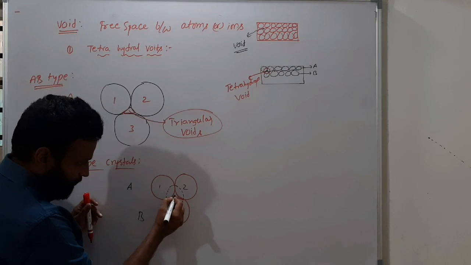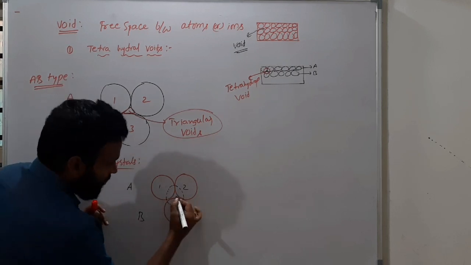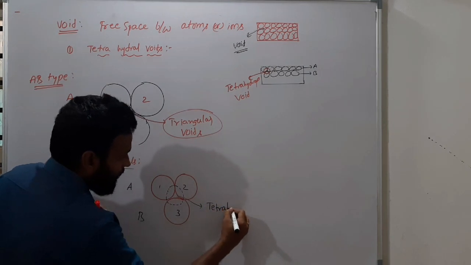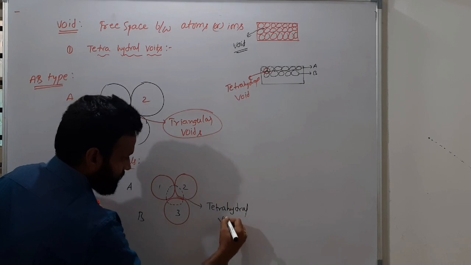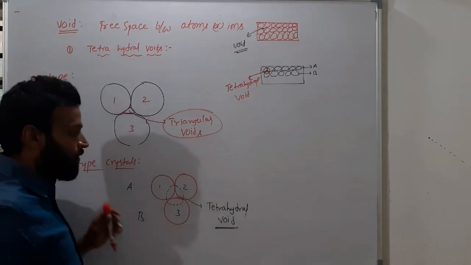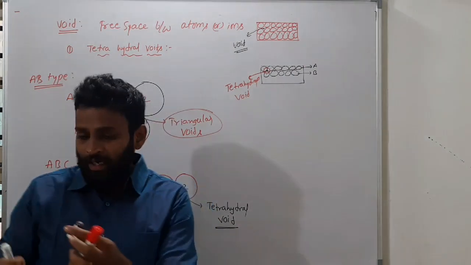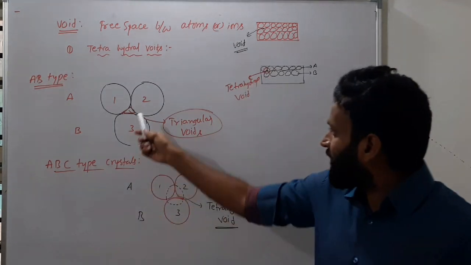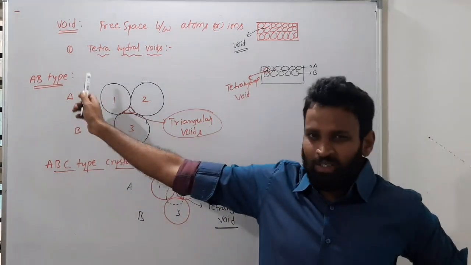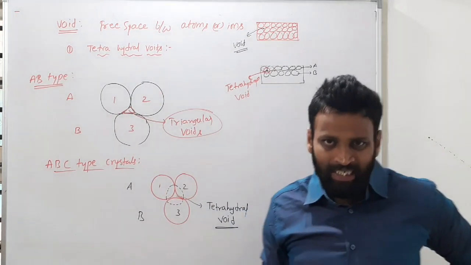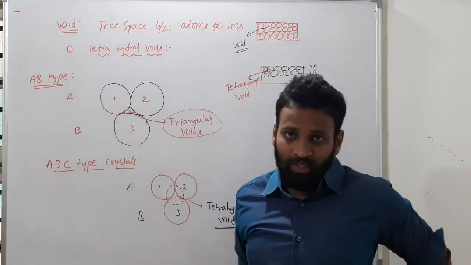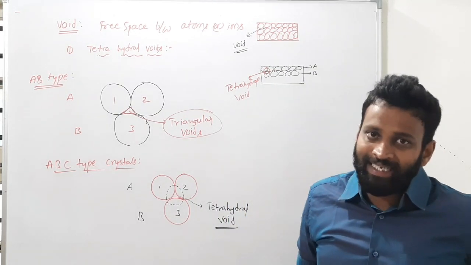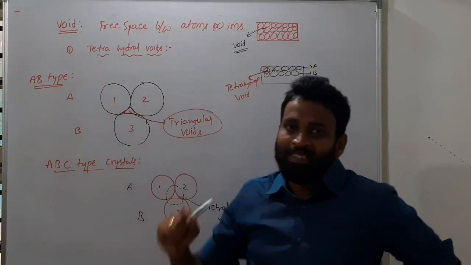Between these four atoms or ions I have a free space that is called a tetrahedral void. What void is that called? Tetrahedral voids. I'll show you tetrahedral voids now. See, what is a triangular void, understood? In AB type it is two-dimensional. This type of crystal lattice won't exist; it is just an assumption. We assume triangular voids exist if AB type crystal systems exist.